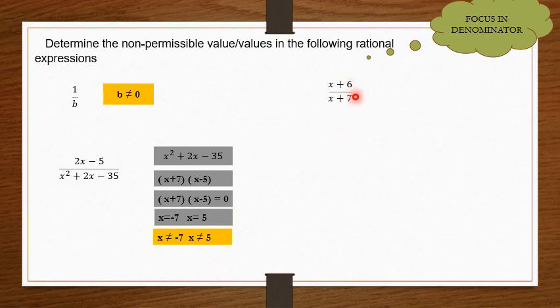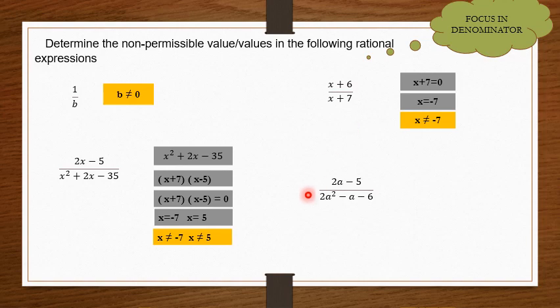Next, x plus 7 over x plus 6 over x plus 7. Focus on the denominator. So x plus 7 equals 0. Again, the opposite, that's x equals negative 7. We would do the opposite if x is divisible by 1, and it is. So x equals negative 7. So this is the answer: x not equal to negative 7.